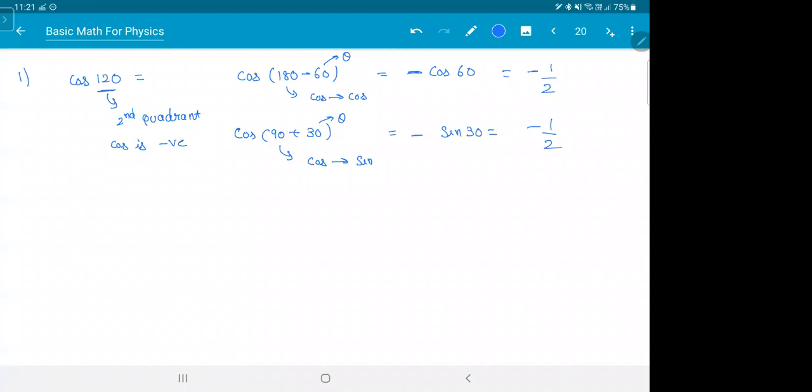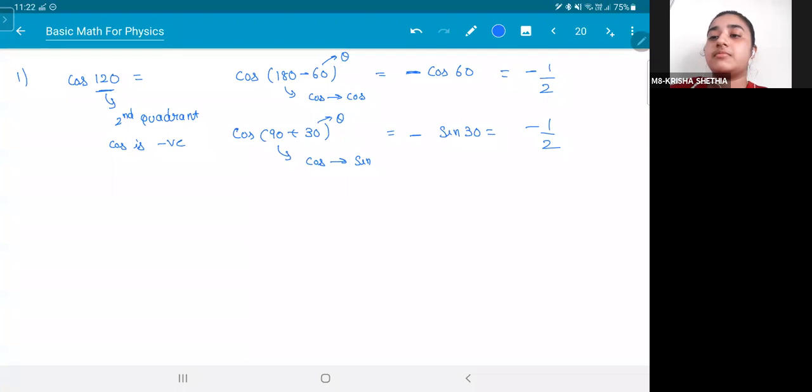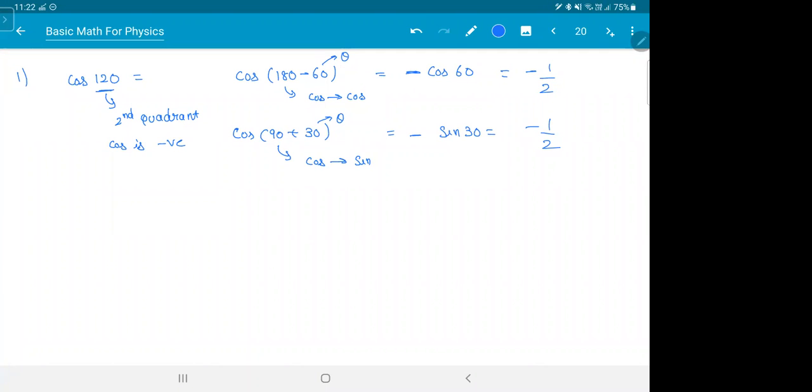We prefer to keep it in acute angles, right? Finally, theta should be an acute angle. What is 270 minus 120? 150, right? 150 is again an obtuse angle. So try to keep it in acute angles.